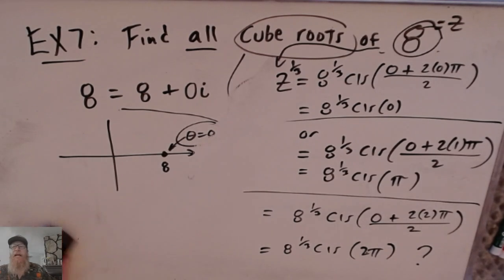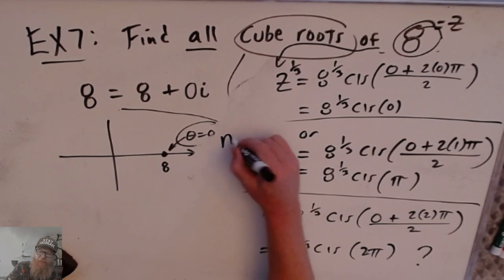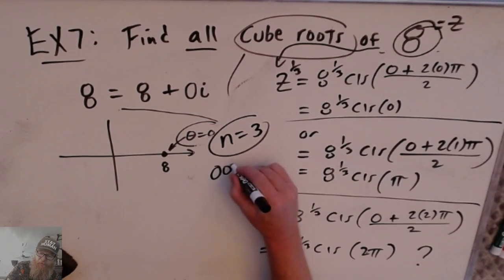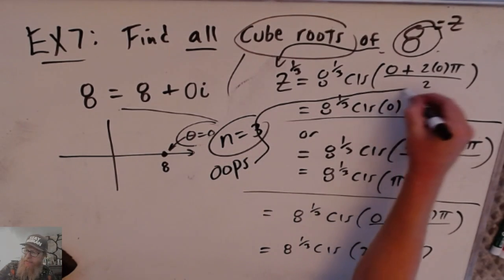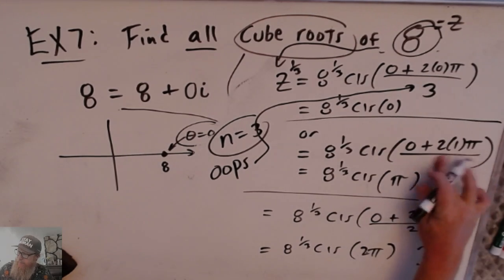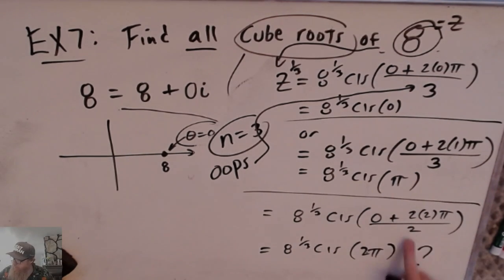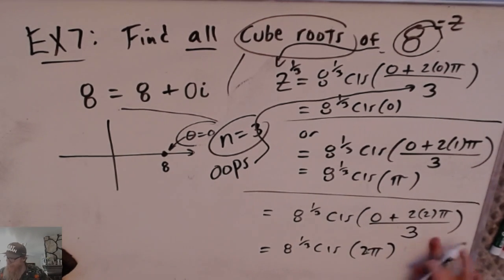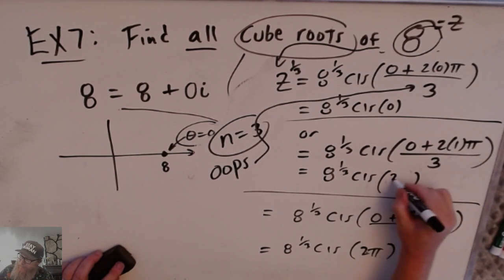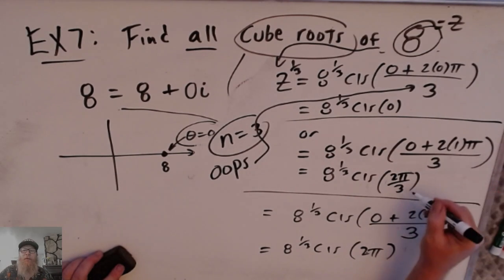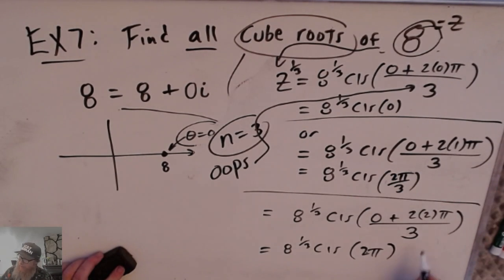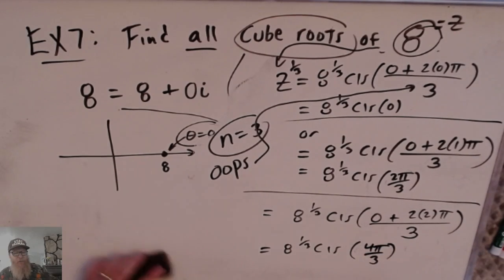Ah, I found the mistake. Glad I don't have to stop the tape. Oops. n is 3. I shouldn't have erased my formula. n is 3. So this will be 2 pi over 3. All right, we got it. And then this will be 4 pi over 3. Now we're cooking.